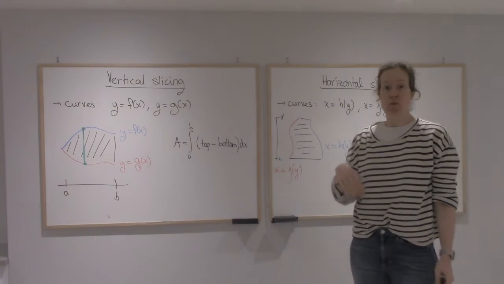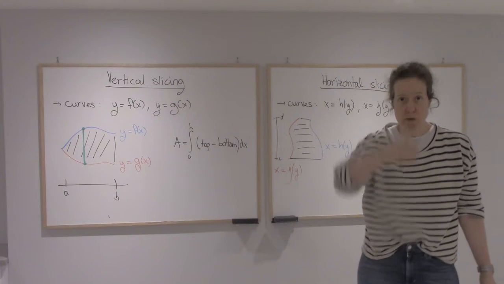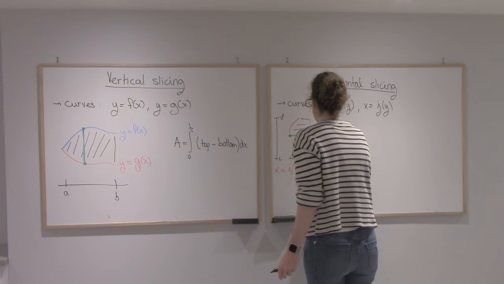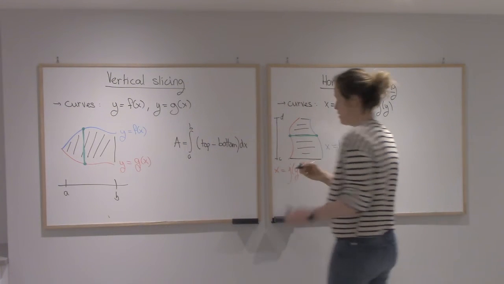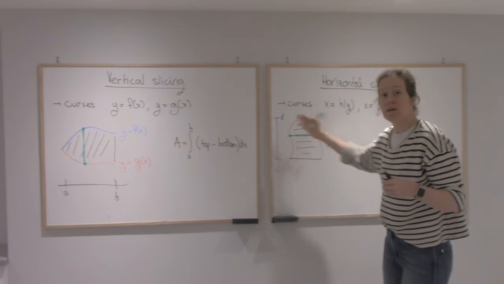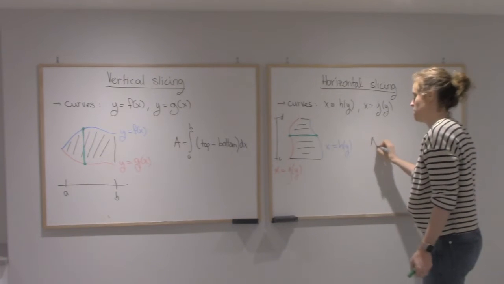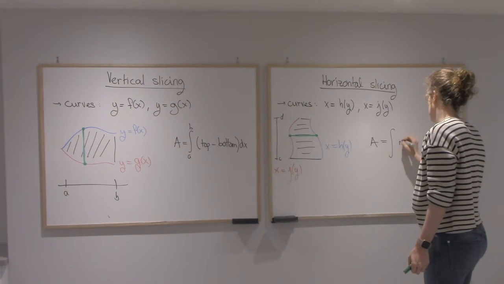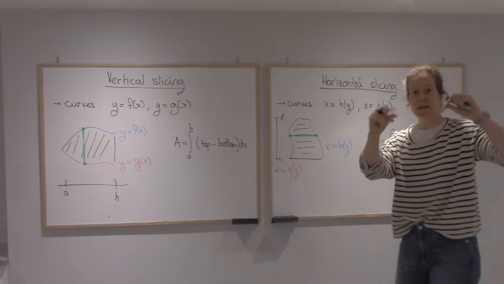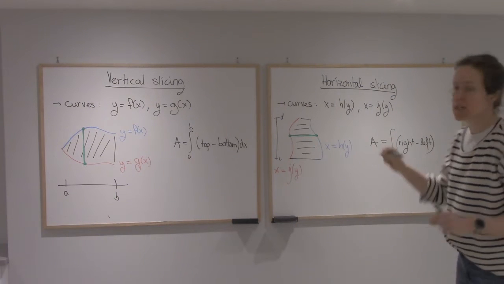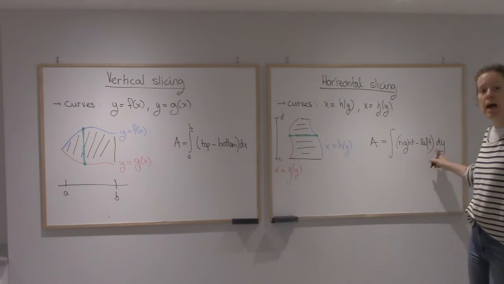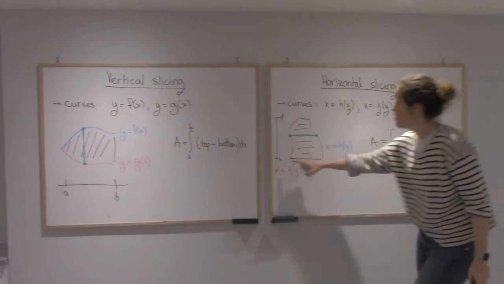In this case, the reason why it's called horizontal slicing is that instead of using vertical sticks, we're using horizontal sticks. So the green stick would look like this. Now its width is right minus left. Its height or thickness is a little infinitesimal change in y, so we call that dy. And because we have dy, the bounds must be for y, so the bounds should be from c to d.